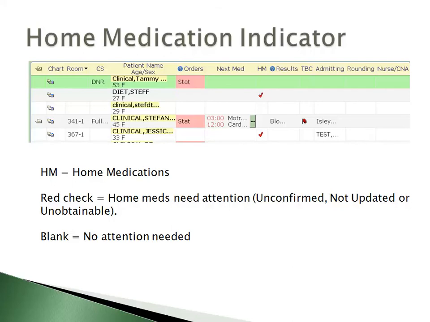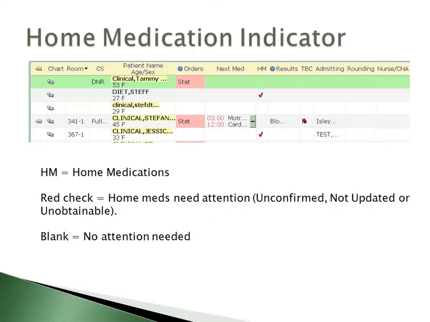To better alert nurses to the need for home medications to be addressed, we have now added on the status board this home medications column, the HM standing for home medications. So if your patient has some information lacking or the medications have not been updated and addressed, you will see a red checkbox on your status board next to your patient's name. A red check does mean that something is not satisfied, either they're unconfirmed, unobtainable, or not updated.